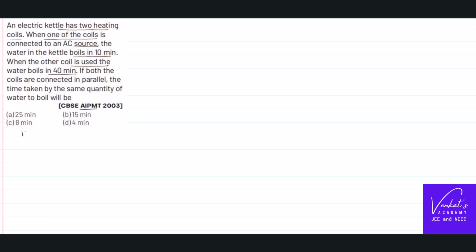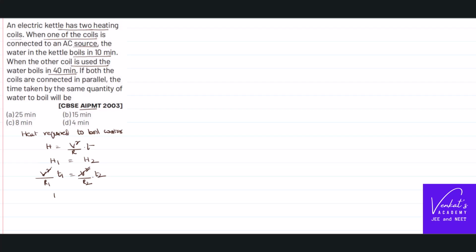So the heat required to boil water, H, can be written as V square by R into T. What we can say is the heat of the first case is the heat of the second case. In both cases the same AC source is used: V square by R1 T1. In the second, the source is the same, but the second coil's resistance is different. It takes a different time also. So V square gets cancelled.